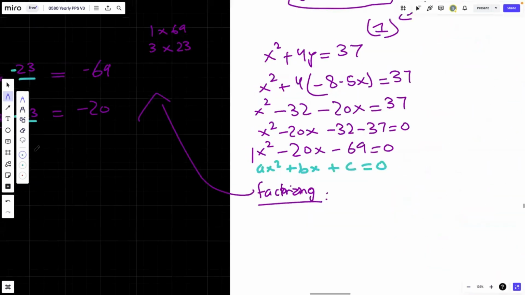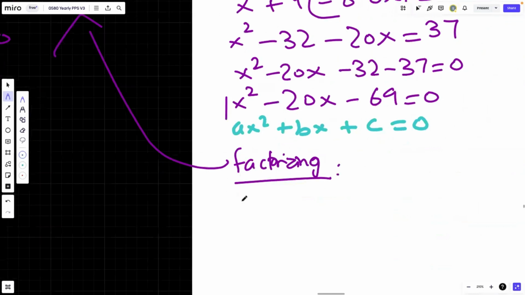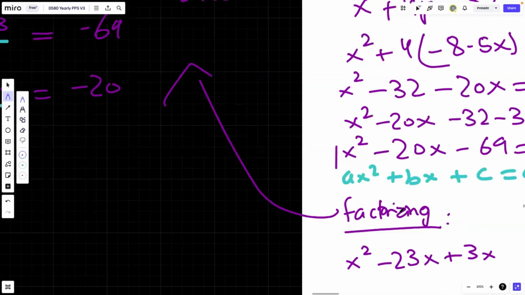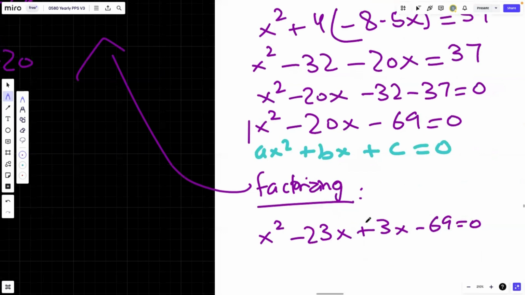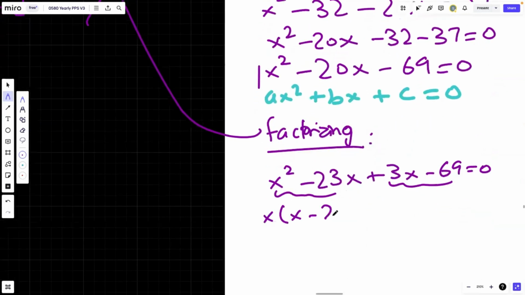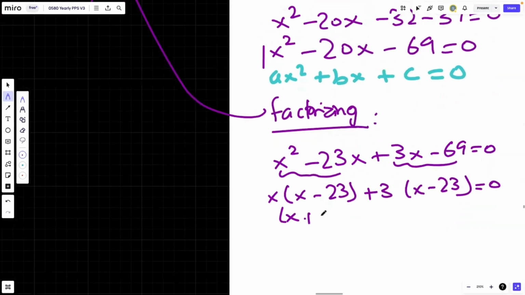So that's going to be like this. How we factorize this is x squared. Now minus 20, how do you make minus 20? It is minus 23 plus 3. That's how you get the minus 23 and plus 3 will give you the minus 20. Minus 69 equals 0. Then you make pairs of 2 and you take out the common factor. So that's x common, x minus 23. Similarly, this bracket should be x minus 23. What do you take common to get that? Plus 3. Yeah. So the two factors you have are x plus 3 and x minus 23 equals 0.